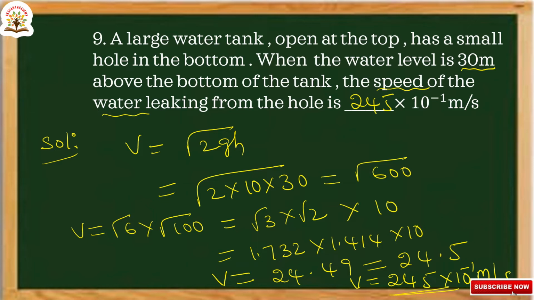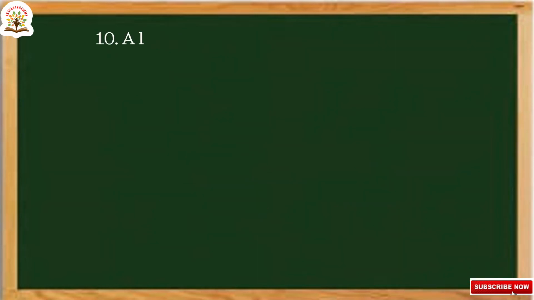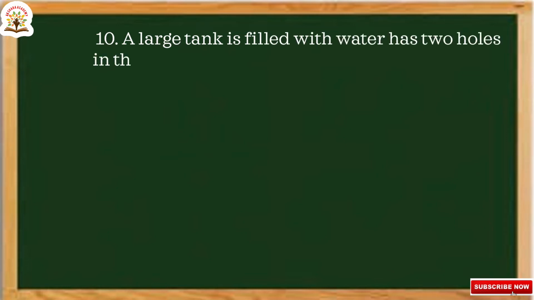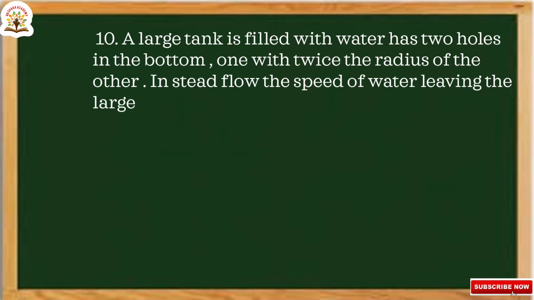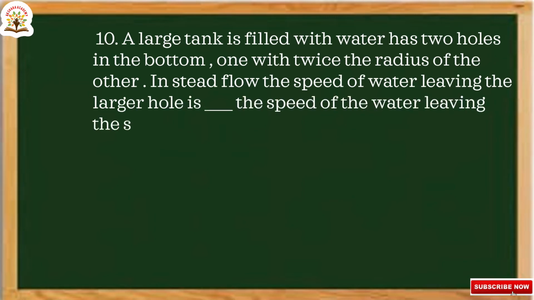Okay, next go to the next question. Let's go to the next question, 10th one. A large tank filled with water has two holes in the bottom, one with twice the radius of the other. The speed of water leaving the large hole is dash the speed of water leaving the smaller hole. So, here now let us go to the solution.